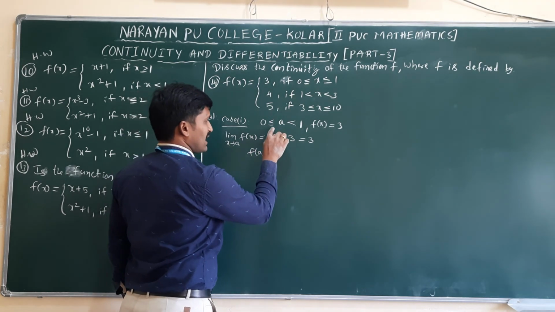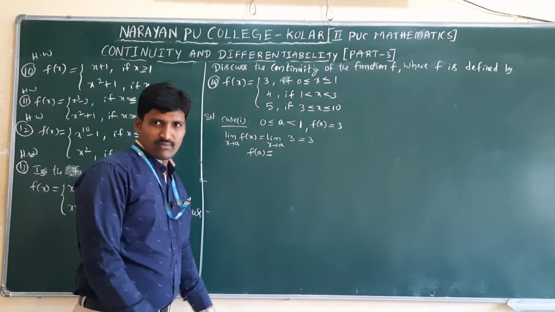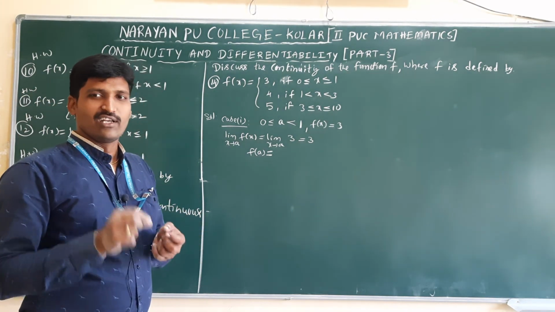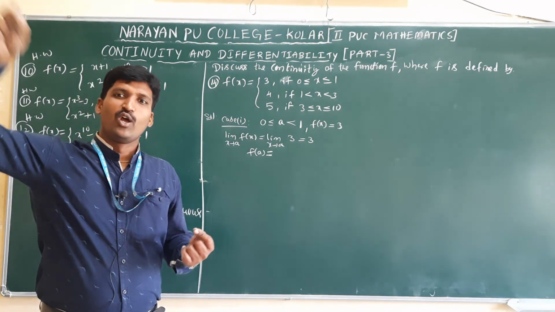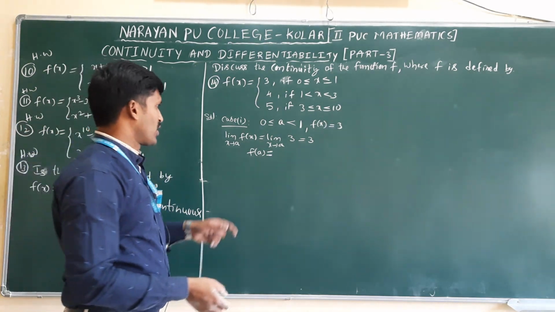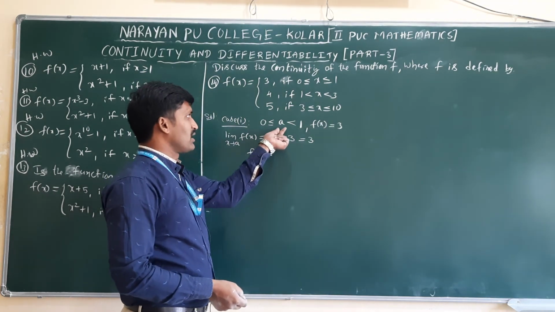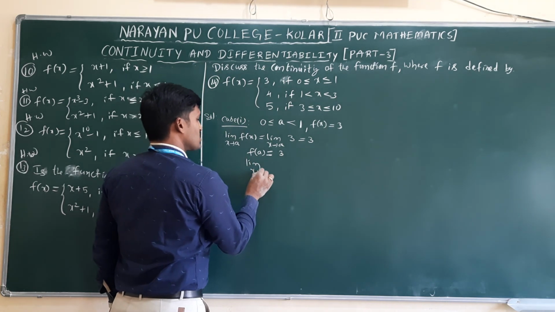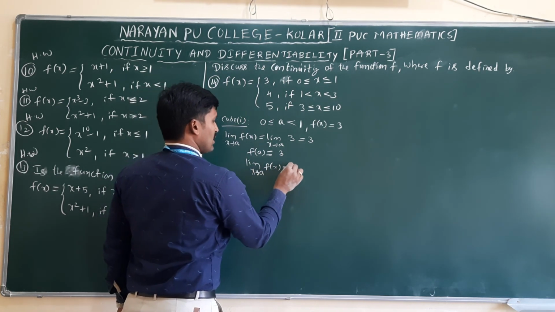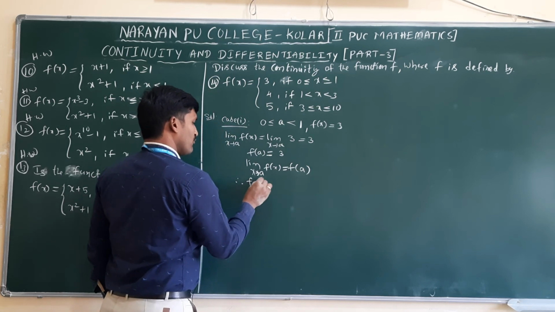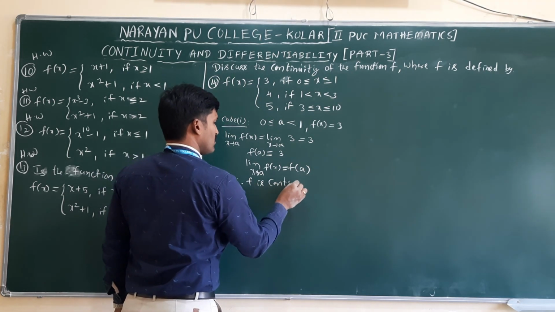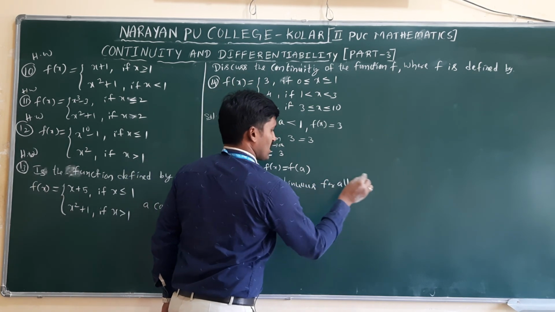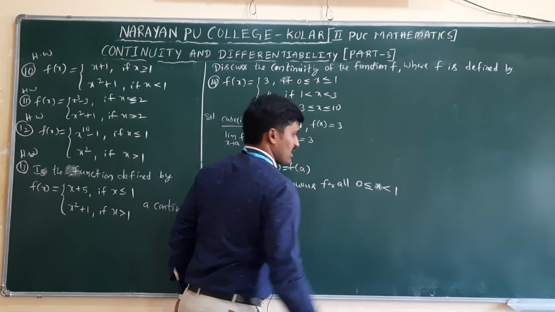f of a is lying between where and where? 0 to 1. 0 to 1 has an infinite number of values. Don't think 0 and immediately 1. From 0.001 up to 0.999 we can write an infinite number of real numbers. We are not able to check for all values, that's why we take commonly one symbol. f of a also we get 3. Here limit x tends to a of f of x equals f of a. So therefore, f is continuous for all 0 less than or equal to x less than 1.